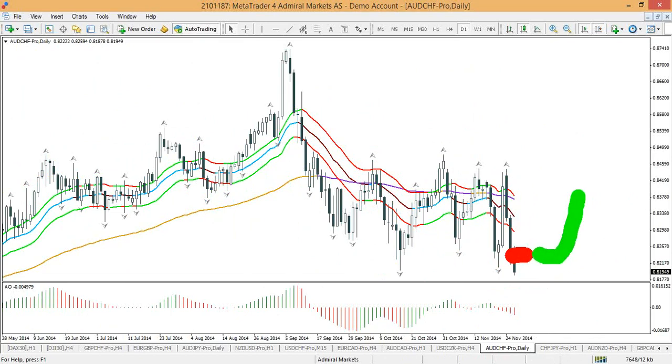If anything, one could even think of the fact that price could be heading back up because it's been in a range. So now we see it hasn't done that.